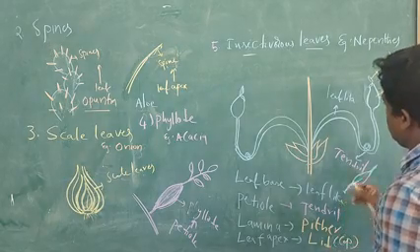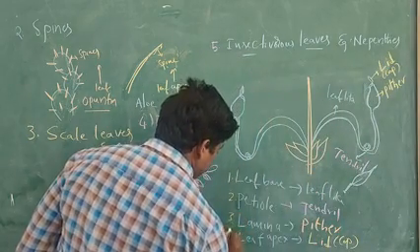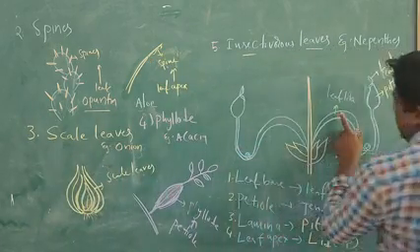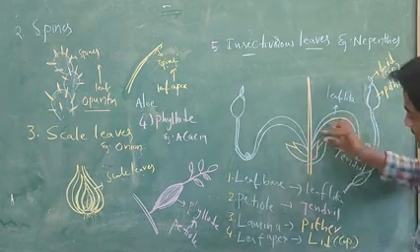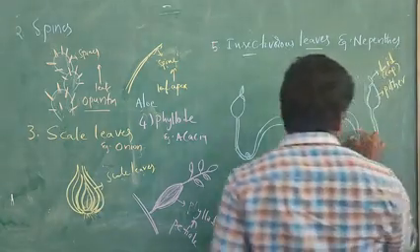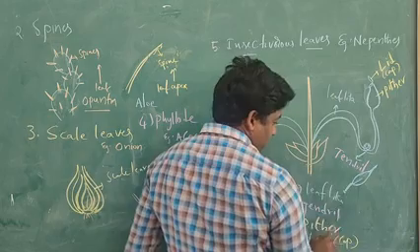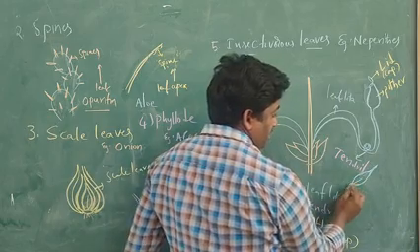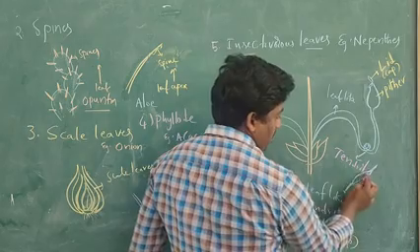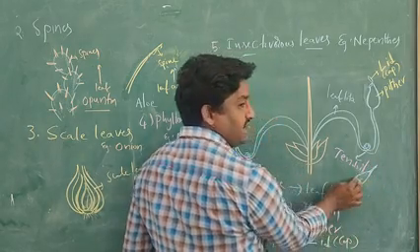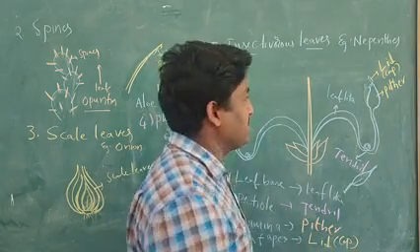So the first one here, leaf base. Leaf base is modified to form leaf-like structure. Next, the petiole part is modified to form tendril. And this part is the leaf lamina. This leaf lamina is modified to form pitcher, that means jug-shaped structure.